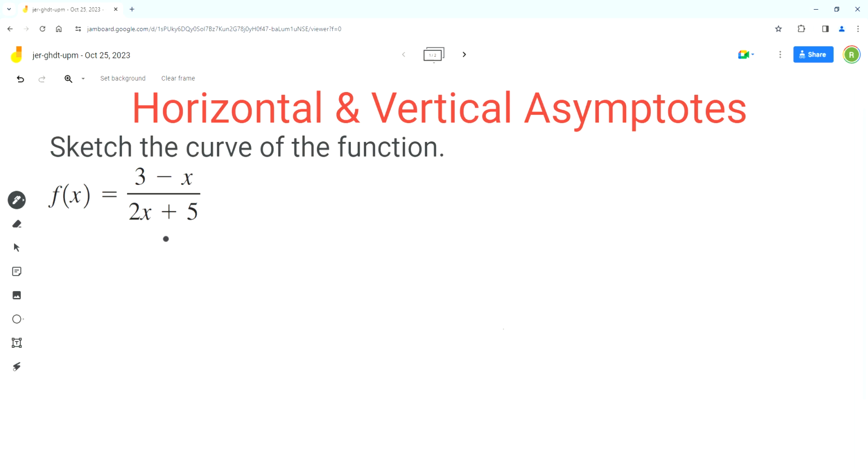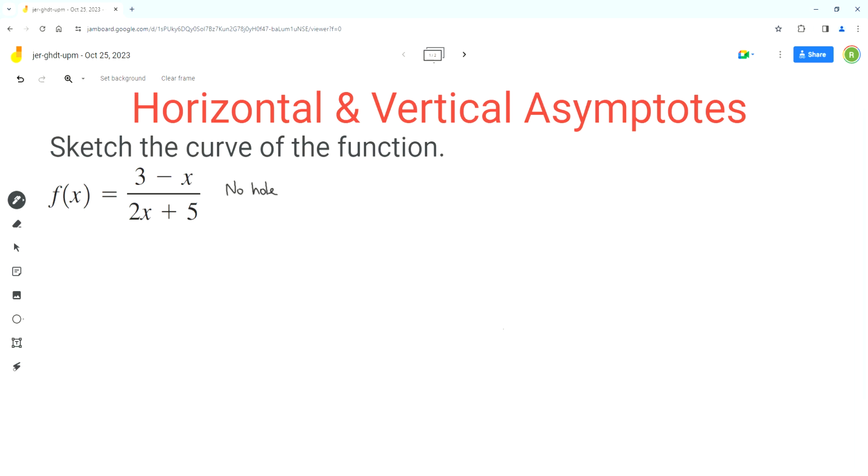Now this function is a rational function, so the discontinuities in this function can exist in the form of poles or vertical asymptotes. Now in this rational function, there is no factor that's common to the numerator and the denominator, so that's why this function has no poles. Now we can do the analysis for vertical asymptote.